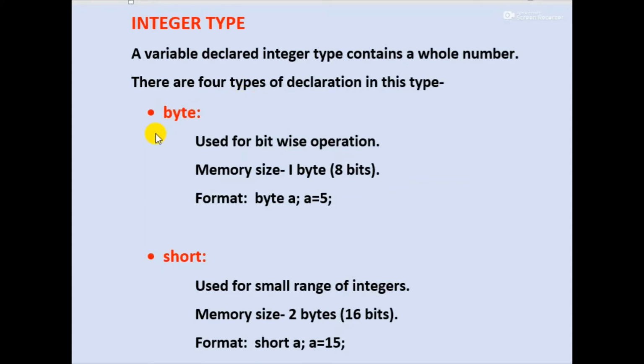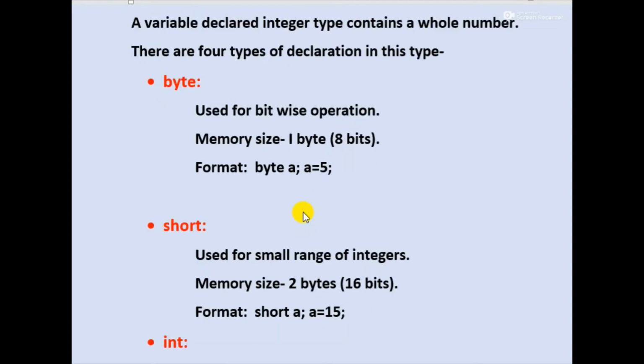The first data type of integer type is byte. This byte data type is used for bitwise operation. And what is bitwise operation? Bitwise operations are performed on binary operators. The memory size of this byte data type is 1 byte, that is 8 bits. The format of declaring a variable of byte data type is byte, then the name of the variable, that means byte a, and then we can assign any value to this variable a.